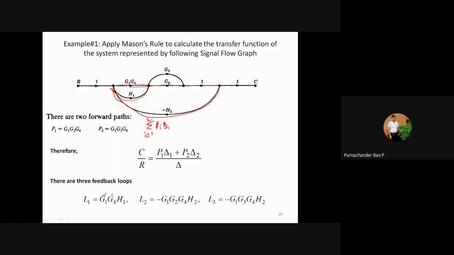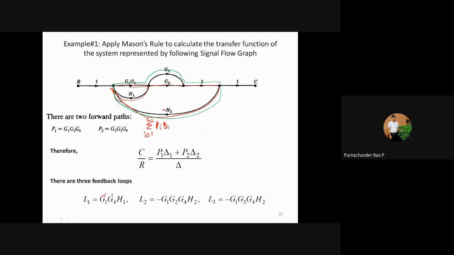Okay, then what is the third gain? The third loop is this one. Okay, so G1 G4 and then G3, and next it is coming like this, and minus H2. So then you are coming like this. Okay, so these are the three loops, L1, L2 and L3.